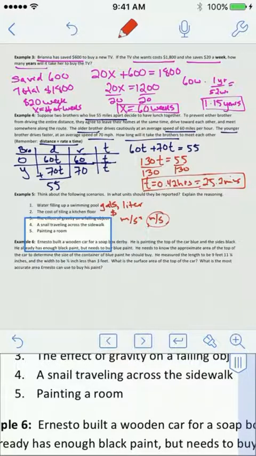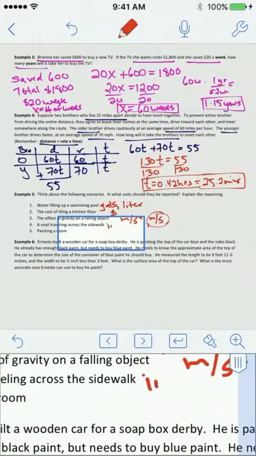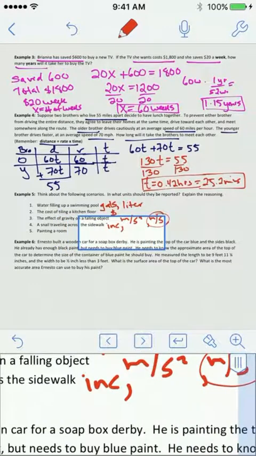A snail traveling across the sidewalk. Do you think you want to measure that in miles? Probably not a good idea, right? But I think inches might be a good one. Or even centimeters, right? Depending on how scientific you are. Millimeters, even, if you wanted to be super accurate. Maybe you're only measuring them for like 10 minutes or something like that. You want to see how far it goes. So the smaller increments, right?